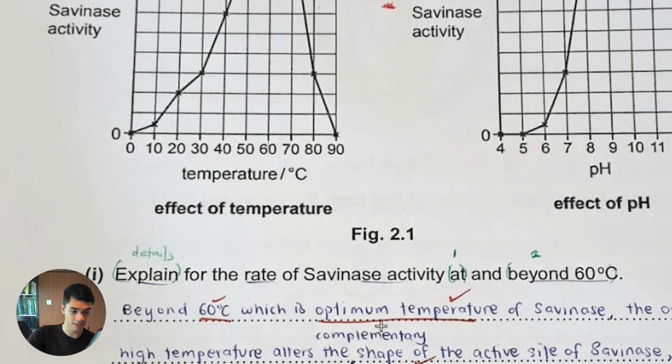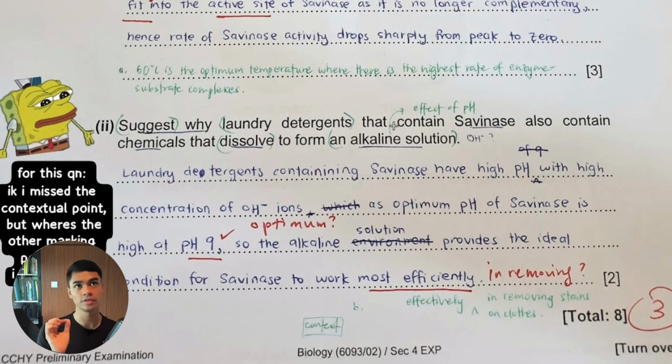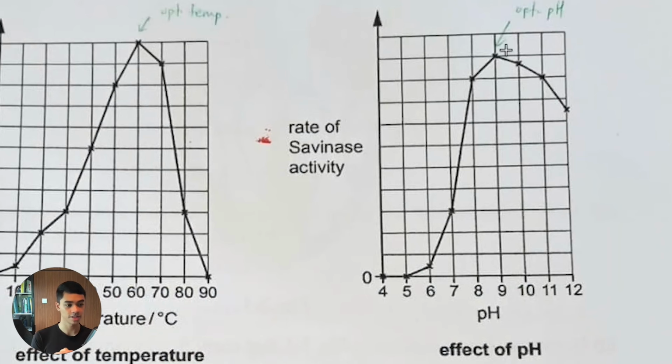Okay, then look at this one, which is the problematic one, right? Because 0 out of 2 suggests why these detergents that contain this enzyme will also have chemicals that dissolve to form an alkaline solution. Okay, so before we even answer the question, we need to figure out the theory. Okay, and then we go up and we see that pH 9 is the best, right, for this enzyme. So we would want the detergent to be alkaline, at around pH 9, so that it will be faster for the enzyme to remove the stains. That's the whole job of the detergent, to break down the stains so that you can clean your clothes, right? So that has to be the end point of our answer, so that we can break down the stains in as short a time as possible.